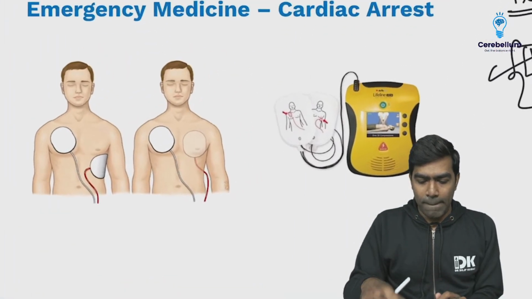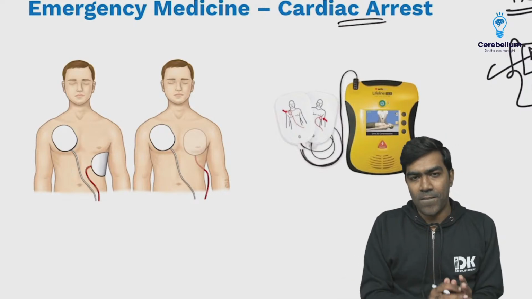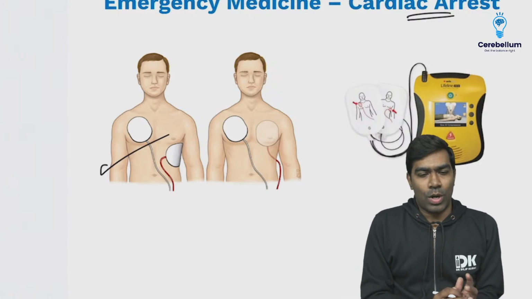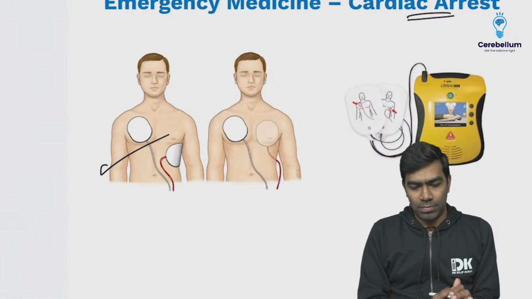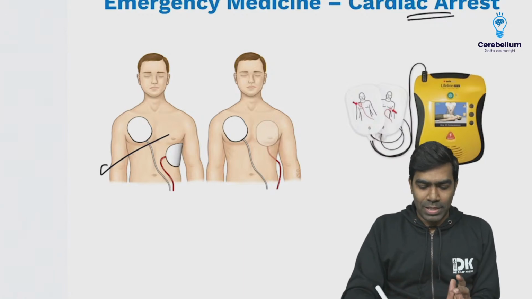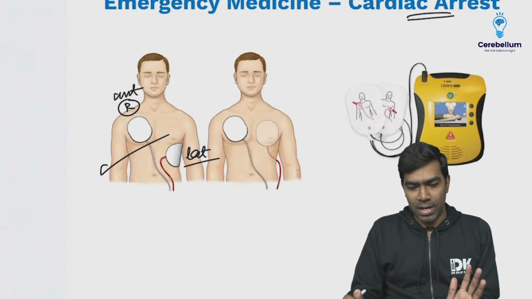So coming to emergency medicine, cardiac arrest. Okay, so what are the important things about cardiac arrest? You need to know the ACLS protocol. First, what is this? You have to answer. So what is this one? So this is the paddle position, everyone knows. This is the anterolateral paddle position. You place on the right side in the anterior direction, and you place on the left side in the lateral position. This is the commonest paddle position.